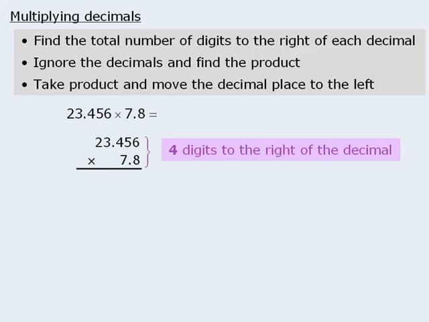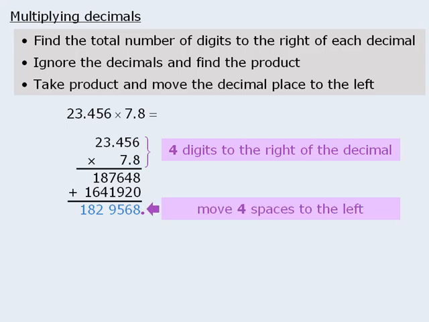At this point, we can ignore the decimals and find the product. Now at the moment, the decimal place is right here. Since we originally had a total of 4 digits to the right of our decimals, we must now move this decimal place 4 spaces to the left, 1, 2, 3, 4, to get the following product.